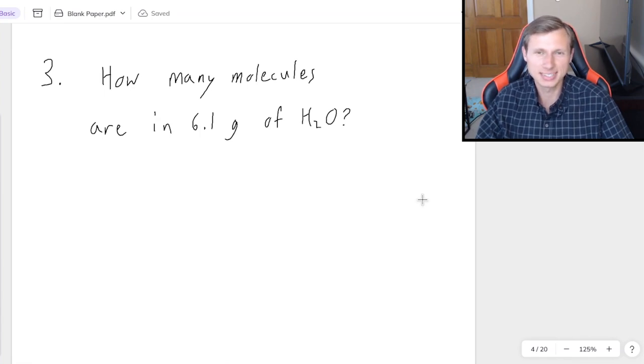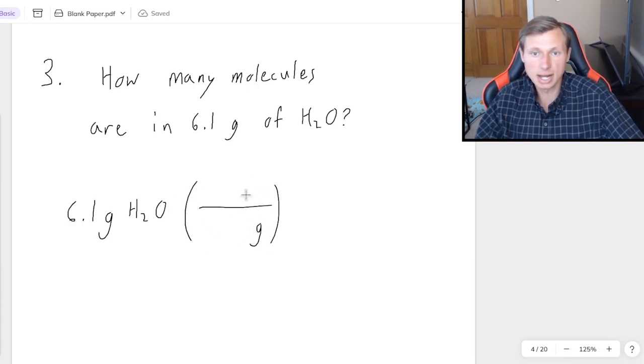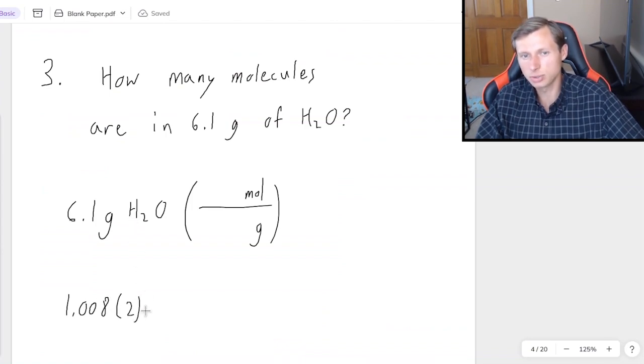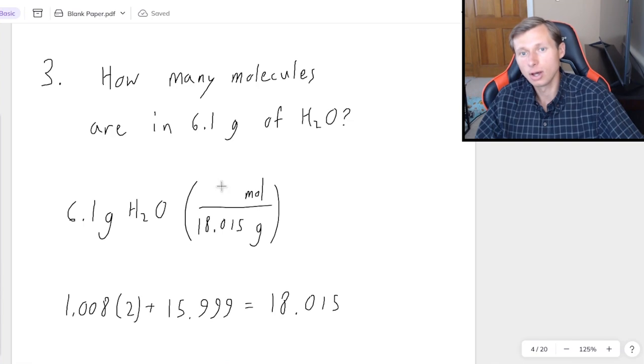Okay, so first I'm doing 6.1 grams of H2O times, or really divided by, the molar mass, because grams goes in the denominator and moles in the numerator. So, molar mass of H2O, hydrogen is 1.008 molar mass, times 2, because there's 2 hydrogen, plus oxygen, which is 15.999. That's going to give me a total molar mass of 18.015. That is what goes in the denominator down here. 1 mole always in the numerator.